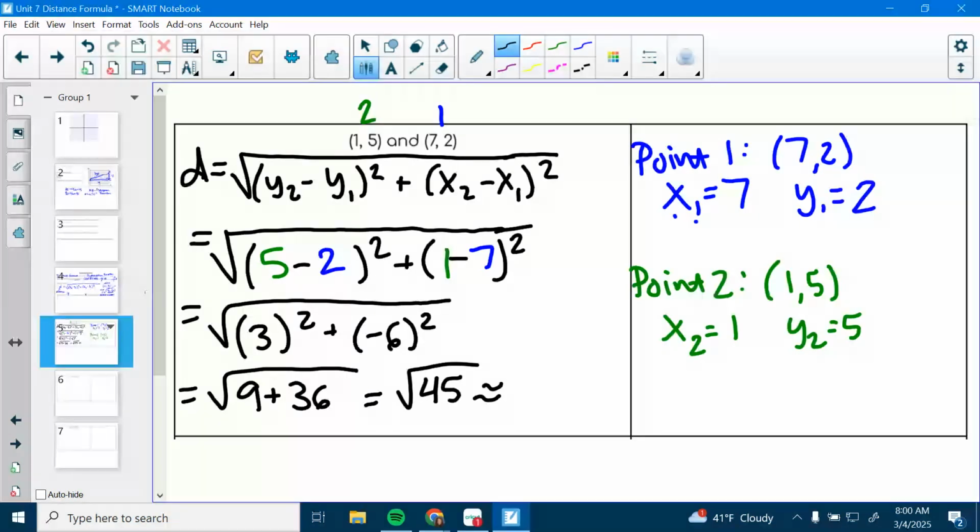And so I get approximately, let me grab my calculator here, because I don't know how to get that exact. And we are going to take the square root of 45, which is 6.7. 6.7, and because it's a length, we're going to write units. That's what tells us it is a length value. So that is the distance between those 2 points.